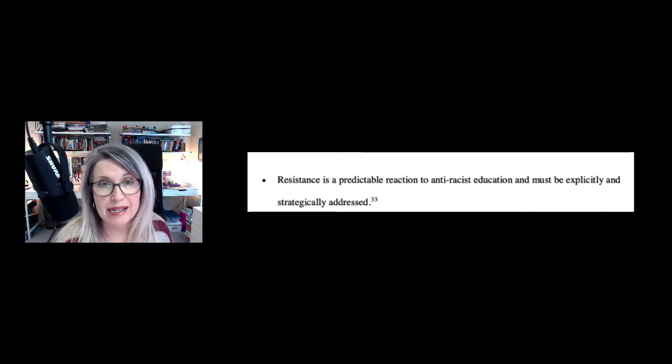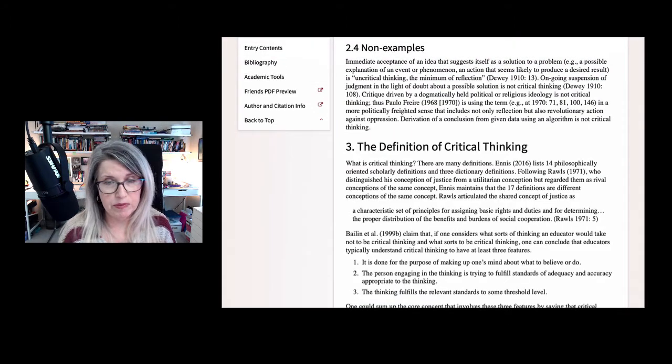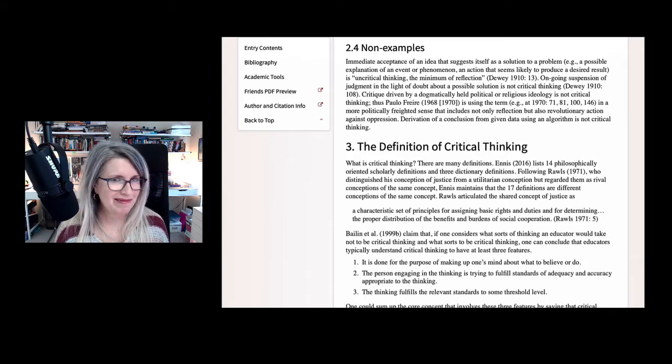How about resistance is a predictable reaction to anti-racist education and must be explicitly and strategically addressed. Well, that's like saying the sun rises in the east. Resistance is a predictable reaction. Yes, when you make unfalsifiable claims about people, why wouldn't they resist that? So, while not unfalsifiable, that is certainly the statement of the obvious. So, not really proving anything that we didn't already know.